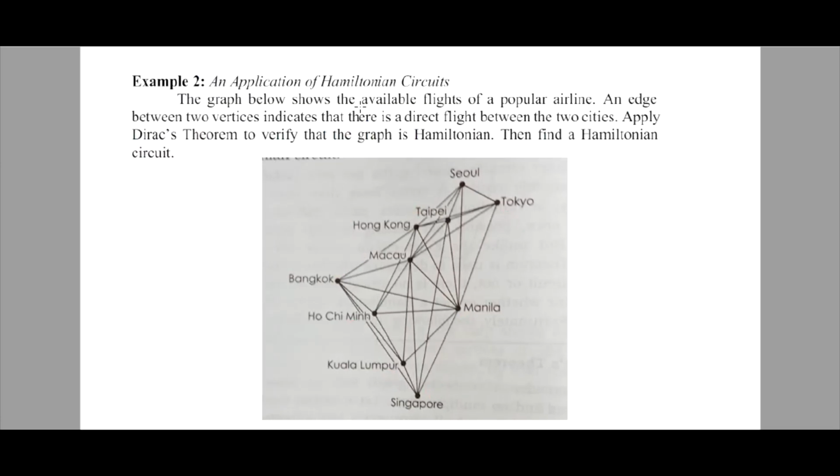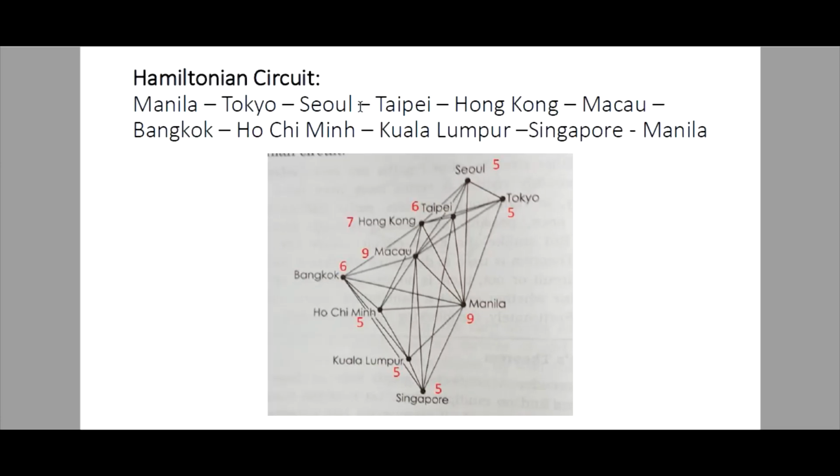Then the second question is to find a Hamiltonian circuit. So one of the Hamiltonian circuits is this. Let's try. Start from Manila: Manila to Tokyo, to Seoul, to Taipei, and then Hong Kong, Macau, Bangkok, Ho Chi Minh, Kuala Lumpur, Singapore, and go back to Manila. And you may pause the video, of course, if you want to find another Hamiltonian circuit.